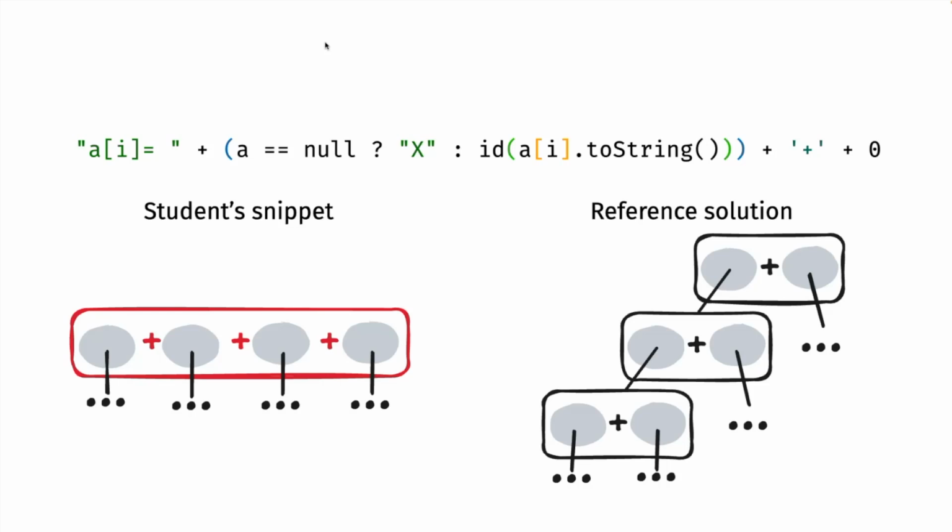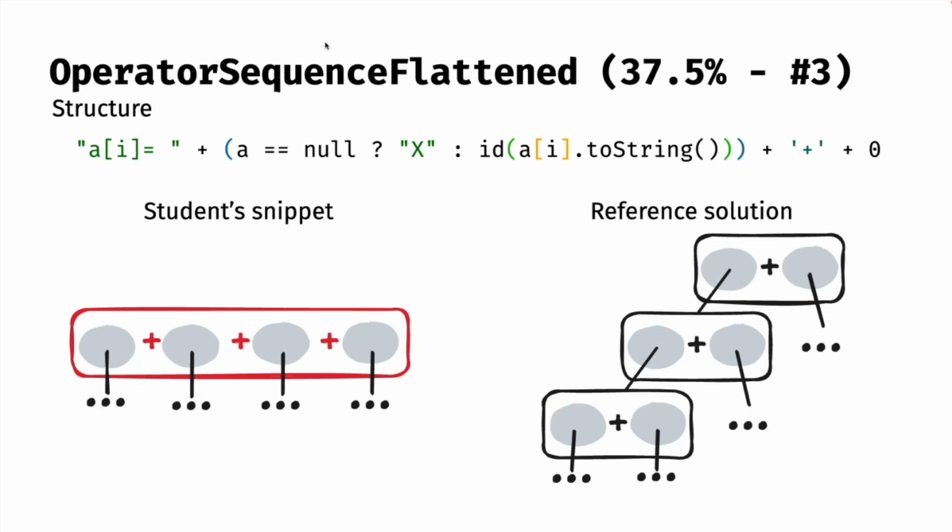This could be attributed to the fact that, for example, here we have a sequence of pluses, and pluses are associative and commutative in algebra. So the students say it doesn't really matter which order I'm doing them. But in a programming language like Java, you also have side effects, which then make this property no longer hold true for classes, because you could have a side effect in the middle, and then the order of evaluation would change the actual program execution. The name is operator sequence flatten, and it was featured 37.5% of the time.